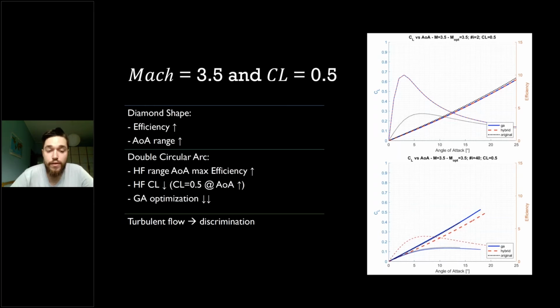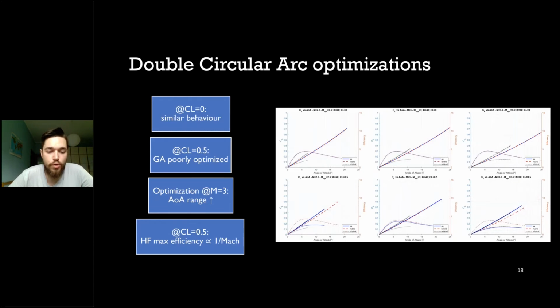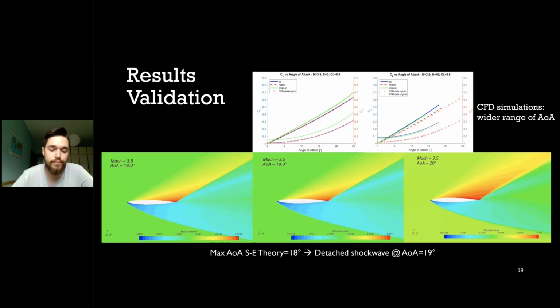In the 0.5 lift coefficient scenario, the obtained diamond-shaped airfoil is almost identical to the previous one, while for the double circular arc airfoil, the hybrid function shows better results than the genetic algorithm alone. Confronting different Mach number optimizations, the double circular arc airfoil presents similar results in the zero lift coefficient scenario, while for the 0.5 one, the maximum efficiency is inversely proportional to the Mach number.